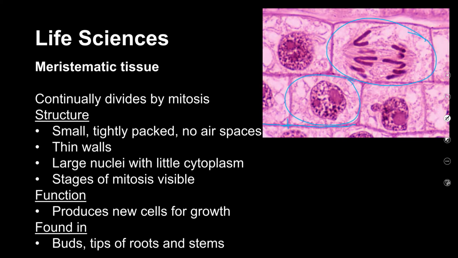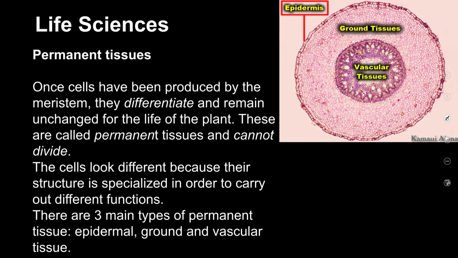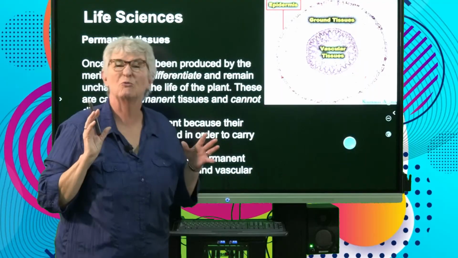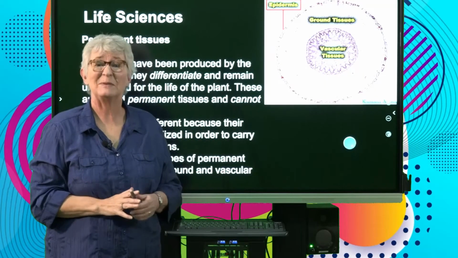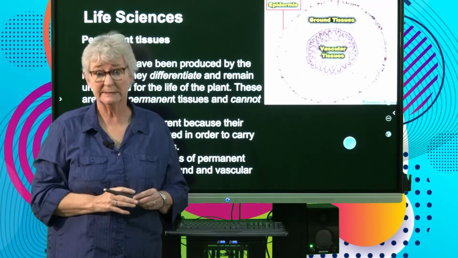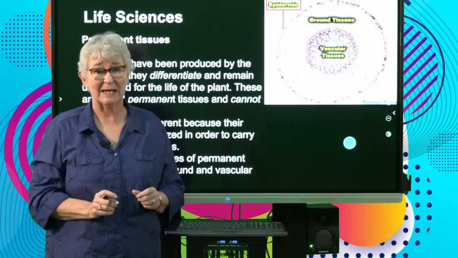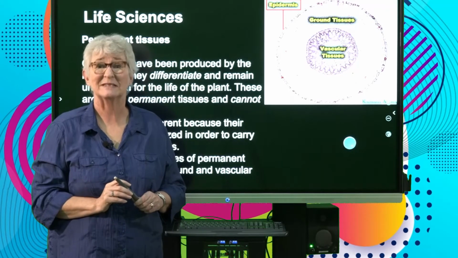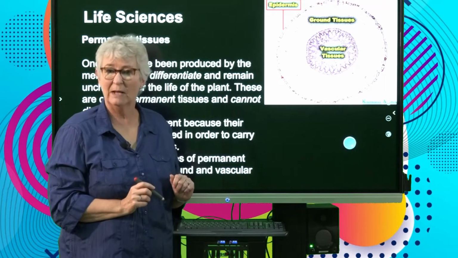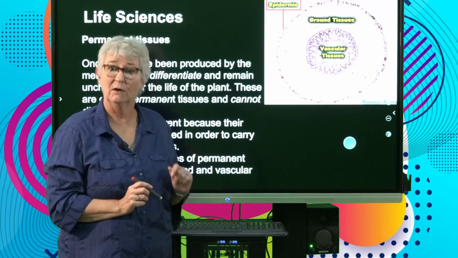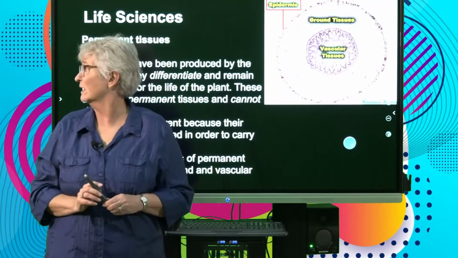Once these cells have been formed, they grow up. They become specialized and they become what we call permanent tissue, where they are specialized to carry out a specific function. And the permanent tissues are the ones that we're going to spend most of the rest of this lesson having a look at.